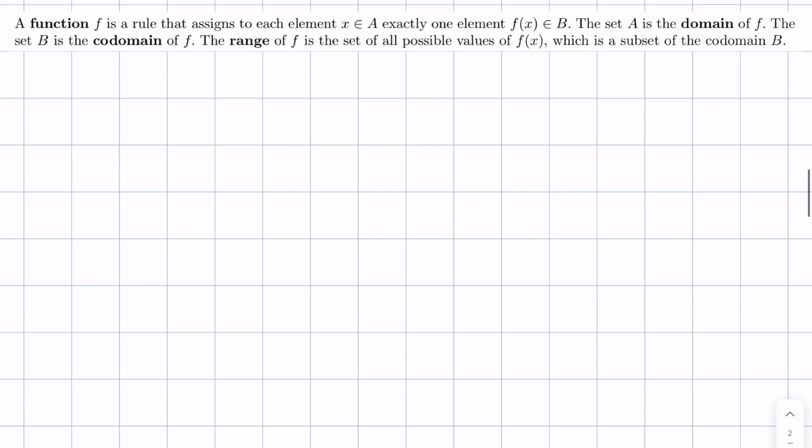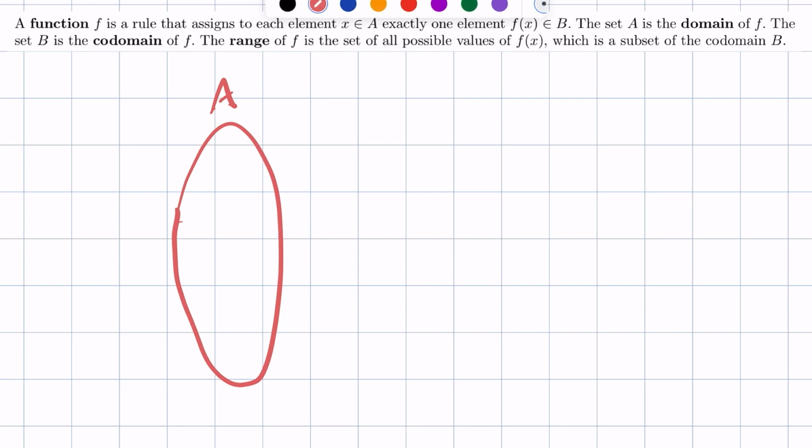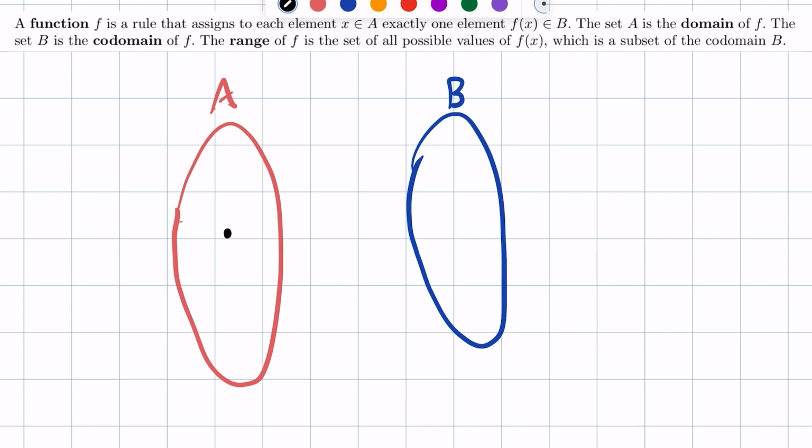So this is the definition of a function, right? It's a rule that takes every element in one set and assigns to it exactly one element in another set, right? So let's say that this is our set A, and this is our set B. Then for every point x in A, f is going to map it to some point in B that we call f of x, okay? And so every single point in A will be mapped to a point in B.